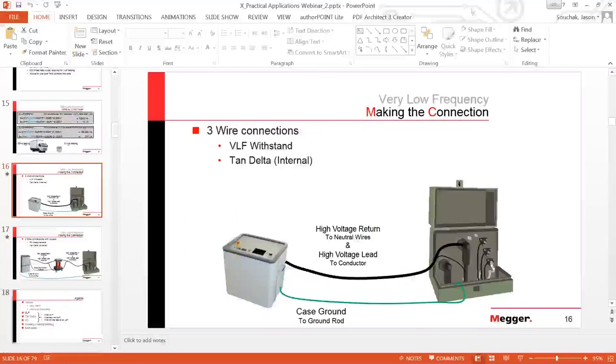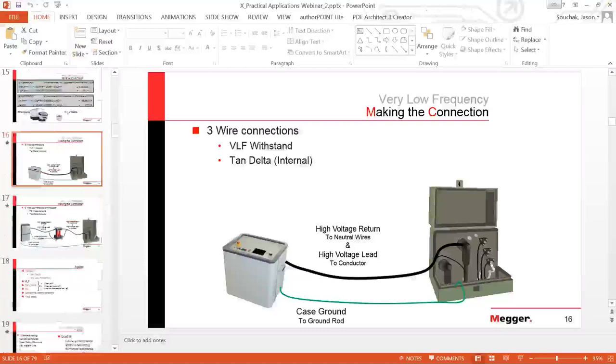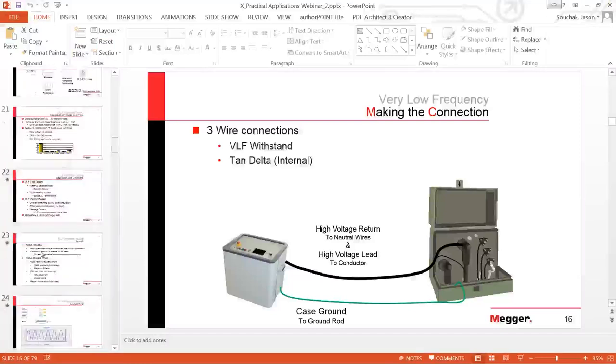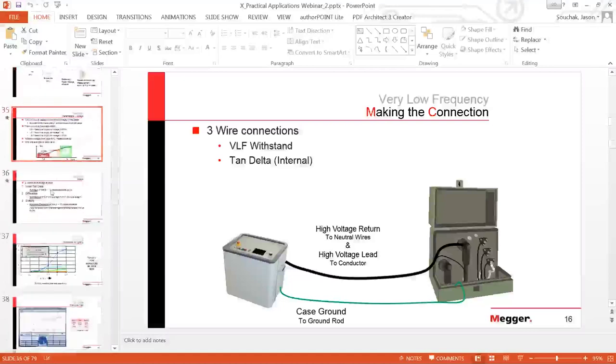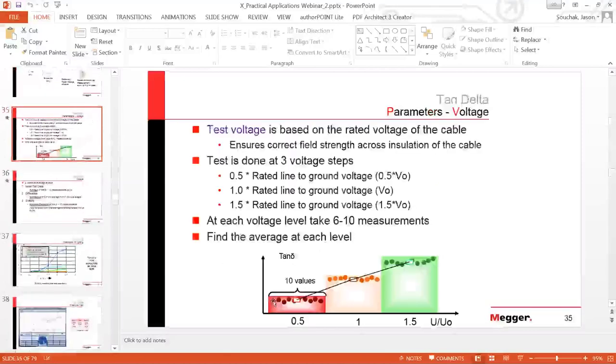So the other question here, what does the measurement 6 to 10 points mean, and what type of connection? So the connections are as described here. The 6 to 10 points, like I show here, we do one measurement every 10 seconds, or one measurement every cycle, it's the same. And we hold that voltage there for 6 to 10 cycles. At each cycle, we take the measurement.